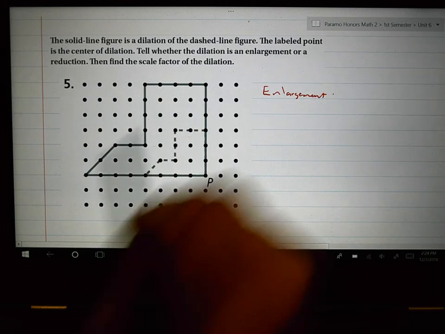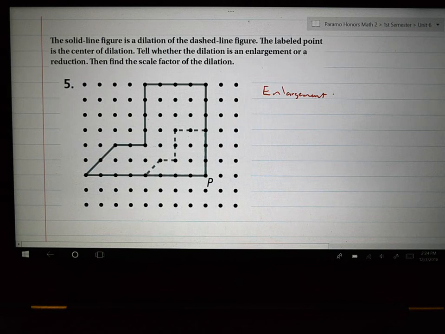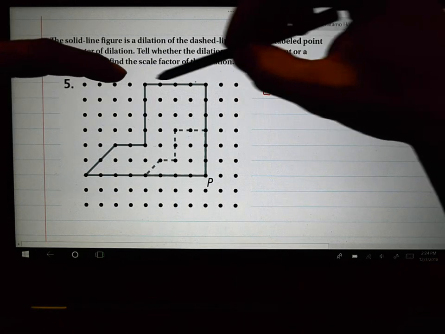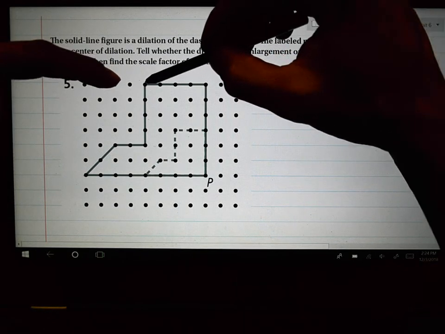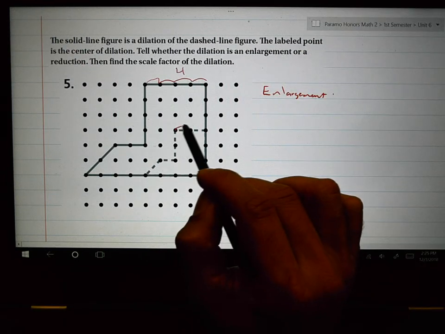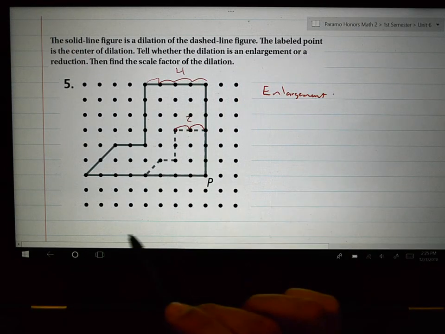Then find the scale factor of the dilation. Now here's the nice part about the scale factor. It doesn't matter which side you pick. You can pick, okay, this is the dilation. It is 1, 2, 3, 4 units on the top here, and I can check the original is 2.